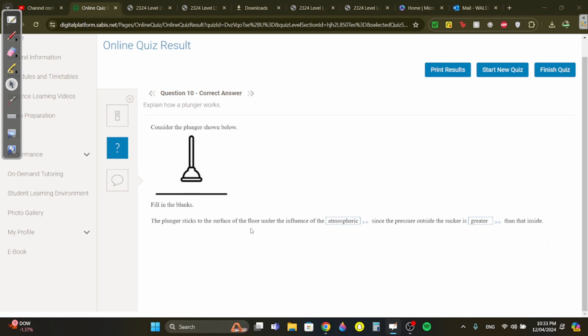The plunger sticks to the surface of the floor, obviously because of atmospheric pressure. Once it actually sticks, there's going to be atmospheric pressure from outside sticking onto it.